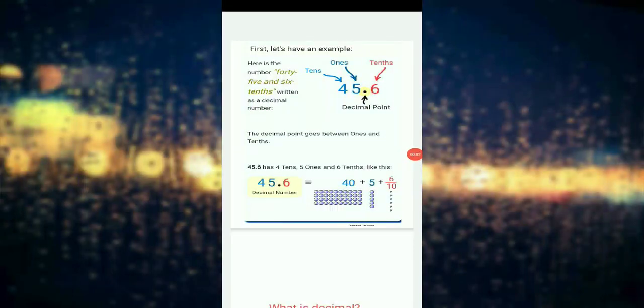Well, first let us have an example. 45.6 written as a decimal number. You can see here, 45.6 means the decimal point goes between ones and tenths. So 45.6 has 4 tens, 5 ones and 6 tenths, like this example. Here 45.6 is equal to 4 into 10 plus 5 into 1 plus 6 upon 10, which makes 45.6.